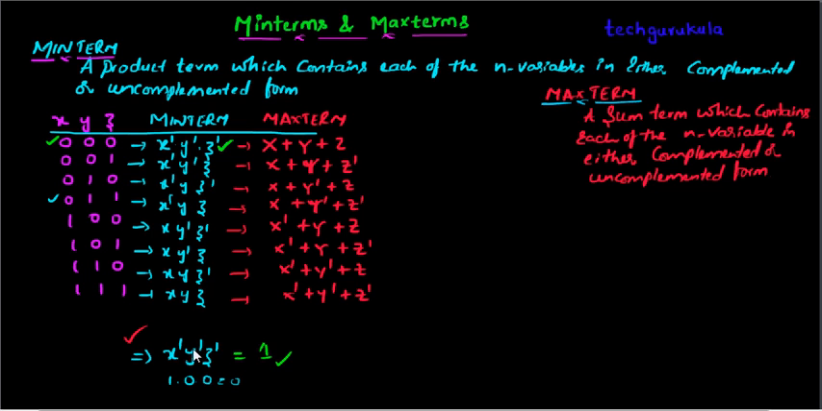Just like what we have seen for minterms, let us see what a maxterm will give us as an output. Take the first combination, x plus y plus z. Suppose this is a maxterm. Its output will be 0 only for the input combination 0 0 0, and for any other combination other than this, the output will be 1.